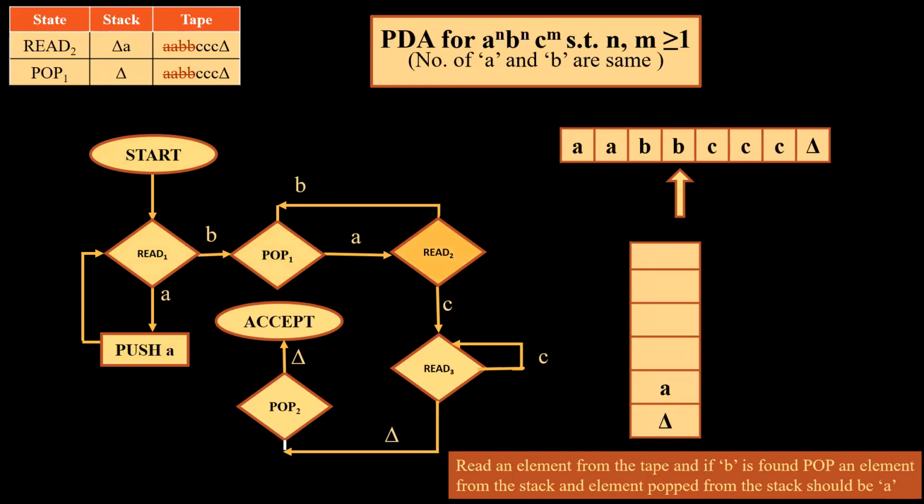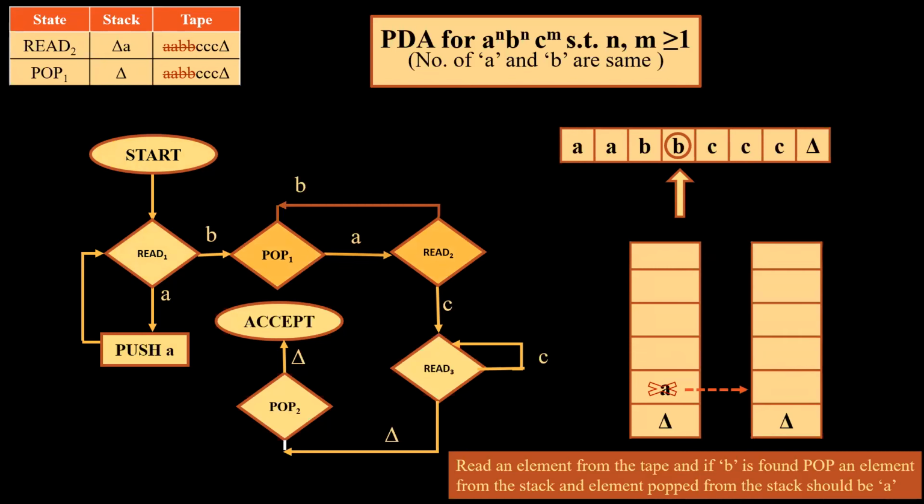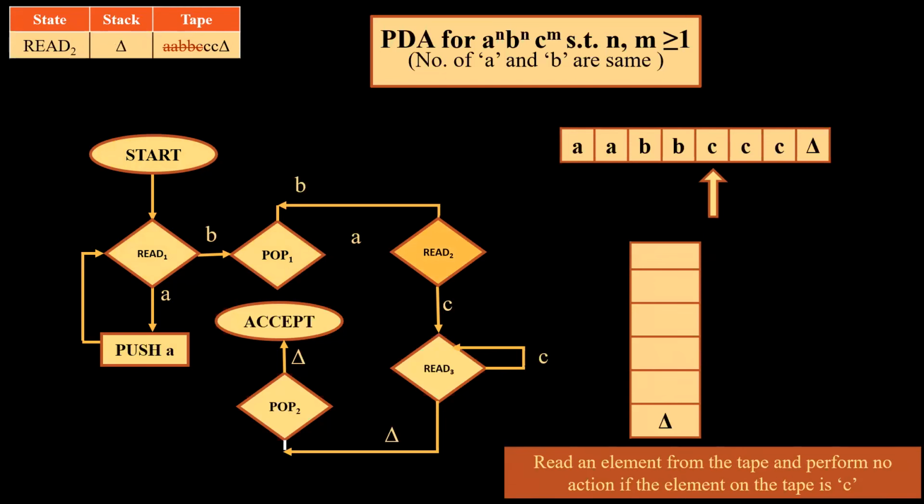Next B, again pop operation. Corresponding to second B, we pop second A from the stack. Now the stack is empty. We come across C. For every C which is read, there is a self loop. So neither push nor pop. Second C, again a self loop on read 3. Third C is read, neither push nor pop.